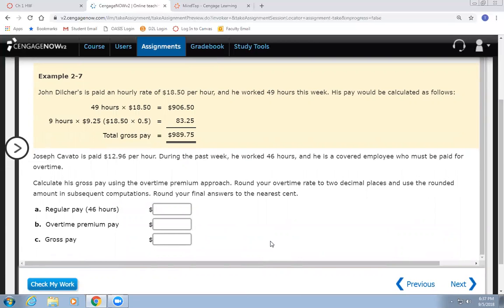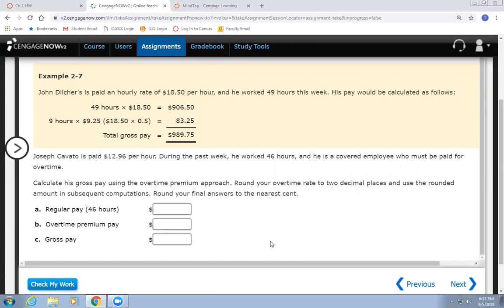Okay, so this one, we're looking at paying a premium overtime instead of the standard overtime rate. The amounts should be the same. It's just a different way of calculating overtime.